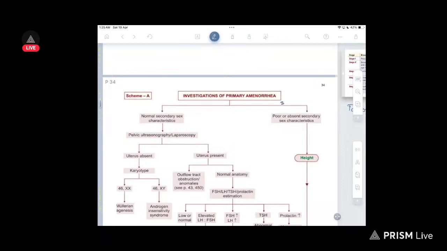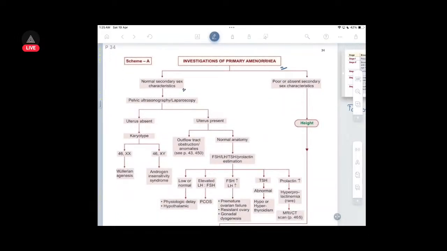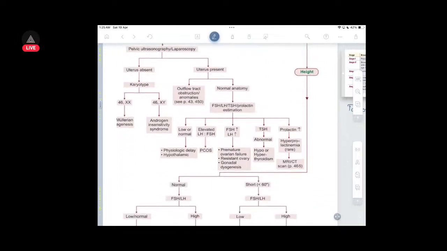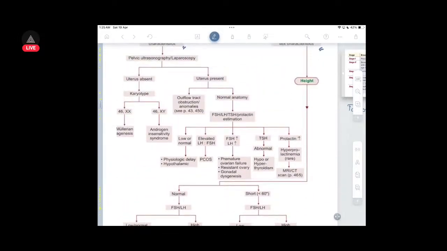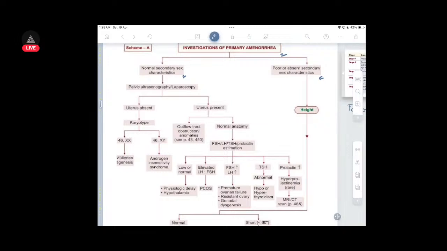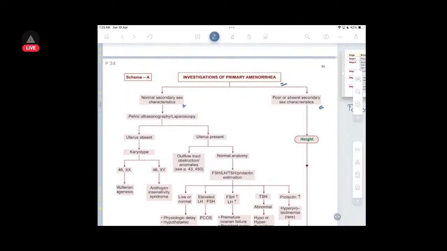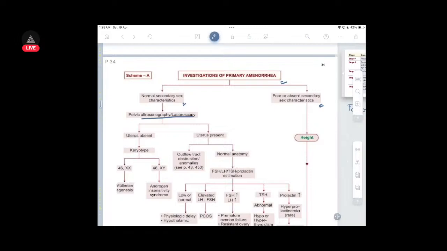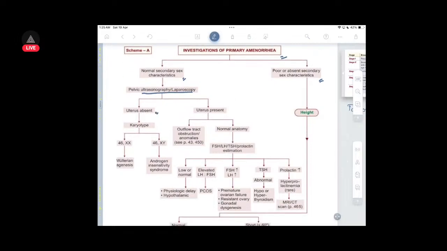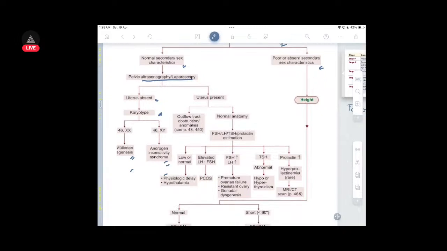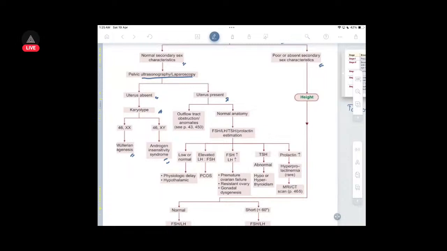So investigations of primary amenorrhea: you'll have either normal secondary sexual characters or poor or absent secondary sexual characters. This entire flow chart you have to remember. Primary and secondary amenorrhea is one important topic. Okay, fine. Pelvic ultrasonography and laparoscopy you have to do first of all. Then if the uterus is absent, karyotyping you have to do, and test for Mullerian agenesis and androgen insensitivity syndrome. If the uterus is present, then you look for outflow tract obstruction or anomalies.